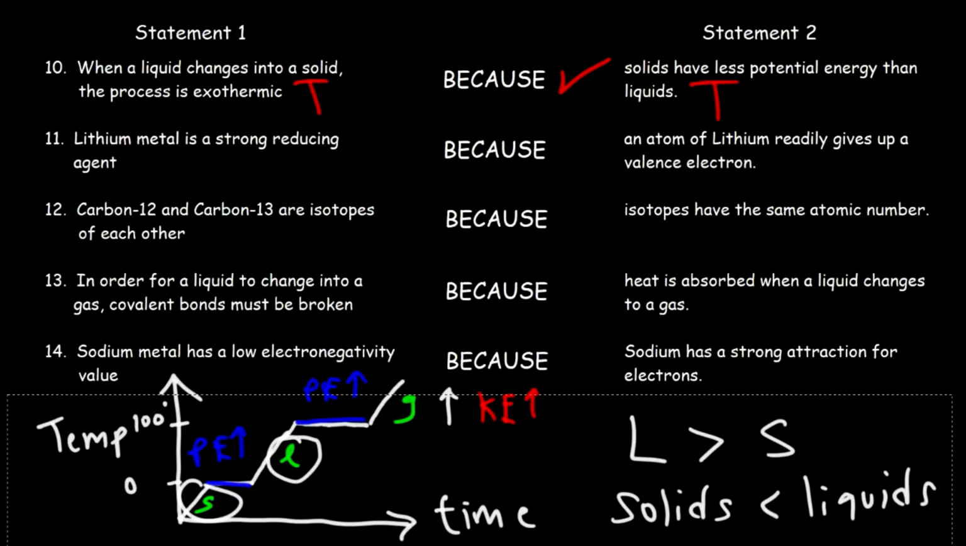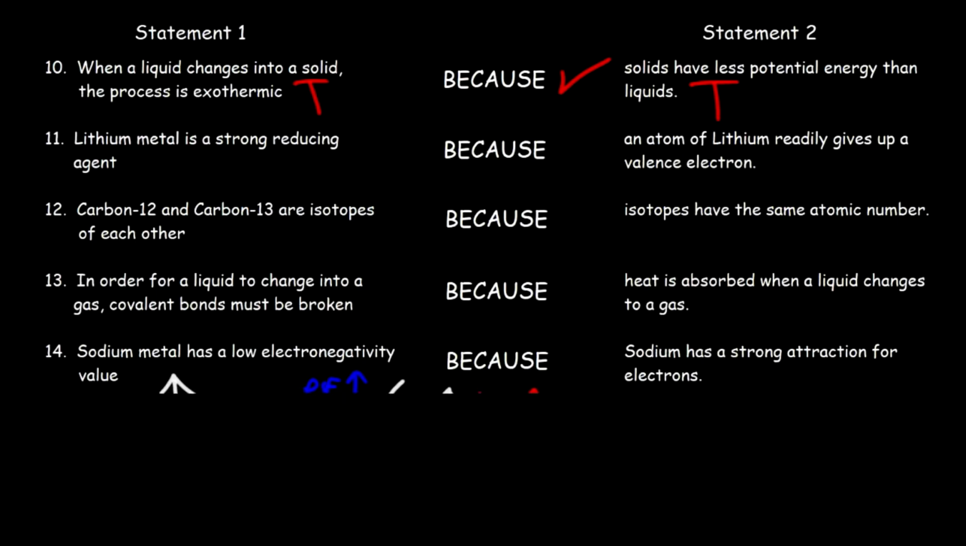Now, what about number 11? What do you have to say about that? Lithium metal is a strong reducing agent. Is that true or false? Lithium is an alkali metal, and metals like to give away electrons, which is a characteristic of reducing agents. And alkali metals are the most reactive metals on the periodic table. So lithium is a strong reducing agent. It really wants to give away its electrons.